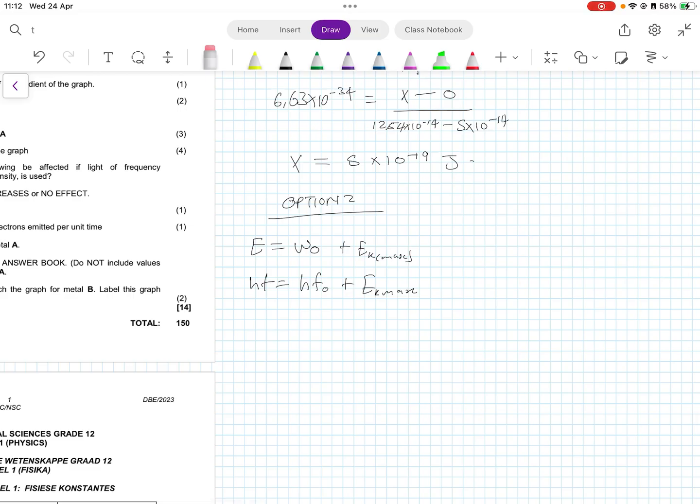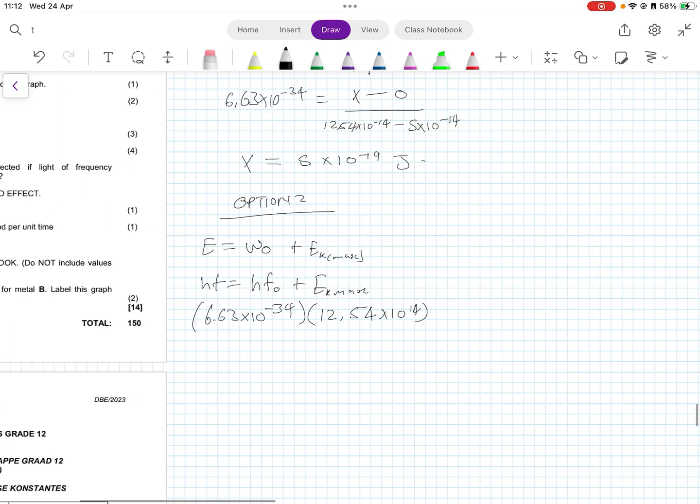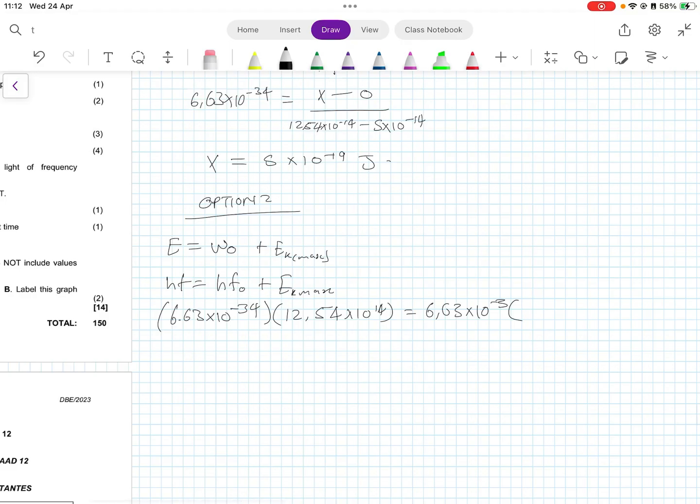Now, we know that our h is 6.63 times 10 to the power minus 34. Our frequency is 12.54 times 10 to the power 14, because remember that is where the maximum kinetic energy occurs. The maximum kinetic energy occurs when the frequency is 12.54 times 10 to the power 14 hertz, which is equal to our Planck constant again into 5 times 10 to the power 14 plus EK max. Now, EK max is equal to x. This tells you that x is equal to 5 times 10 to the minus 19 joules. Okay.